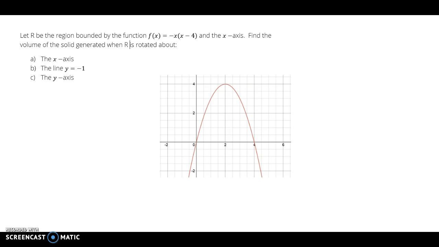So similarly with part B, you want to start just by reminding the children to communicate to their reader what it is that they're spinning around. So in this case, we need to draw in, can't draw a straight line, sorry, the line y equals -1 and tell everyone that that's what we're going to spin our axis around.